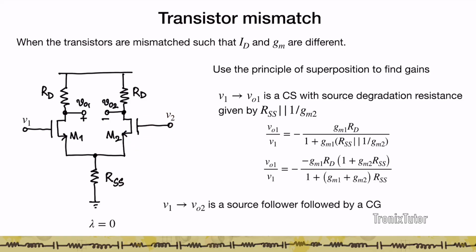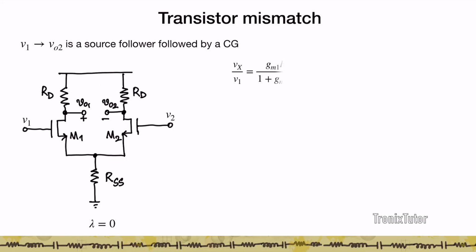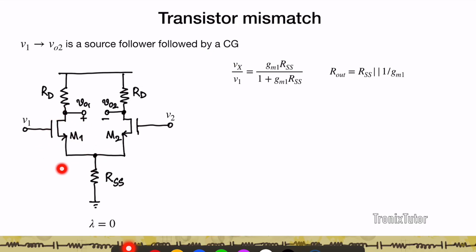Now if I look at the gain from V1 to VO2, it basically goes through a source follower made up of M1 to this output node here, and then a common gate through M2 to the output. So from V1 to VO2, I'm going to look at it as a cascade of a source follower with a common gate configuration. If I call this intermediate node X, Vx to V1 is the source follower gain of M1, which is GM1 into RSS divided by 1 plus GM1 RSS.